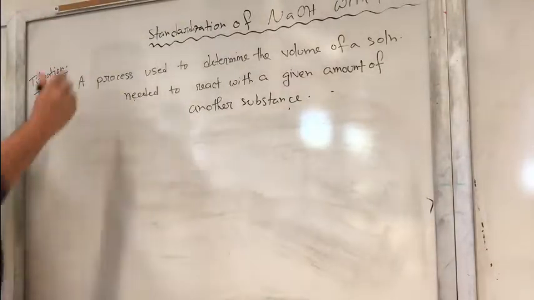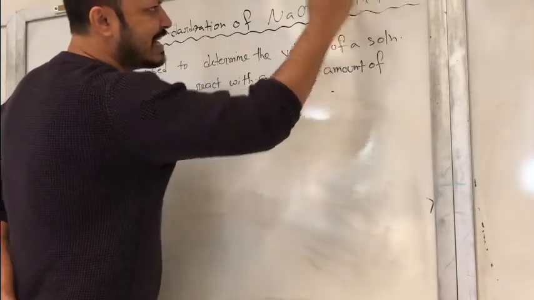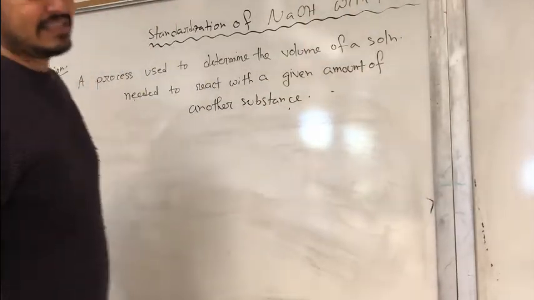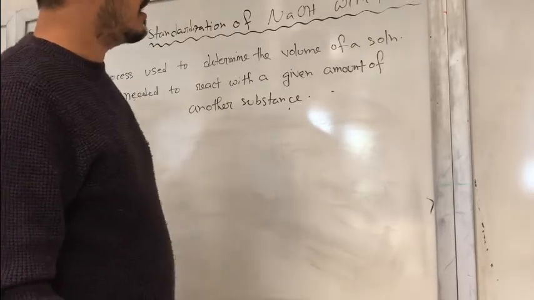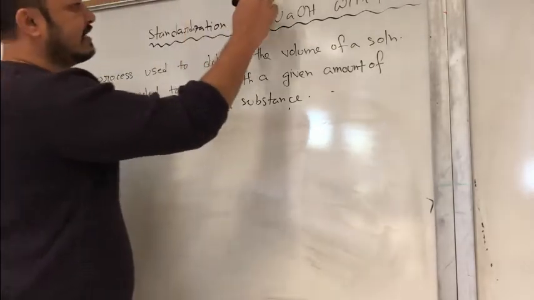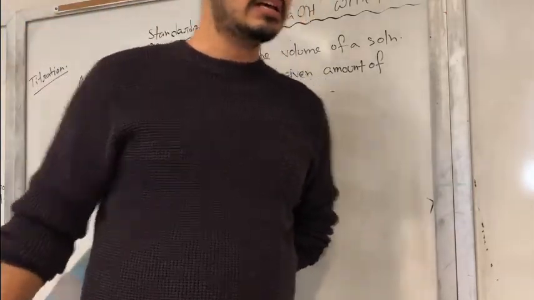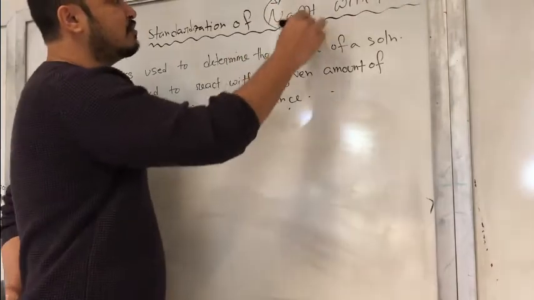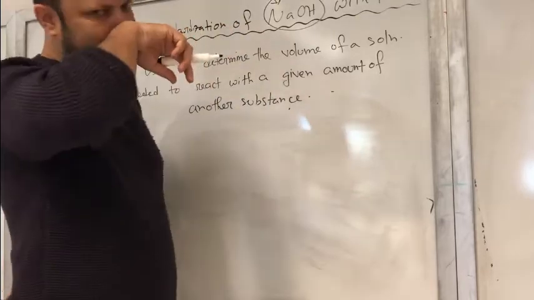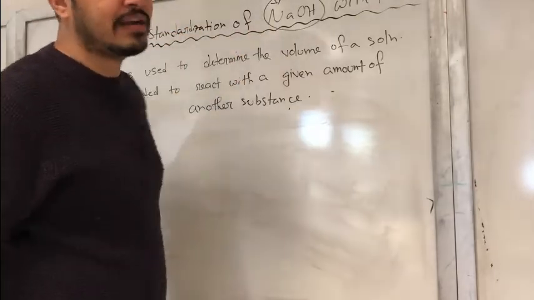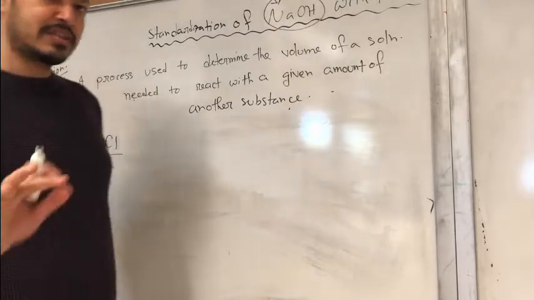So today's lab is the standardization of sodium hydroxide with KHP. This KHP is a chemical, a powdery acid. Here we are going to standardize the sodium hydroxide, that means we are going to find out the exact concentration of the sodium hydroxide. Once we know that exact concentration, we will use it to find out the concentration of the HCl. So this is today's lab.